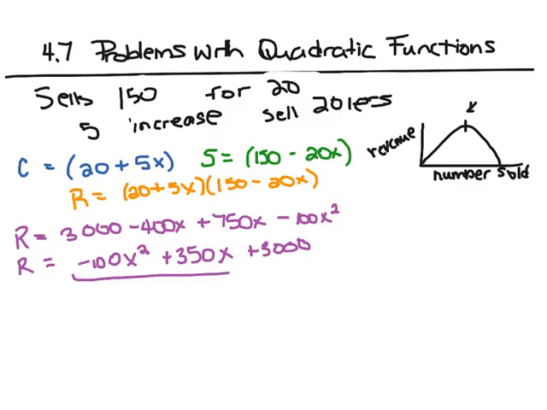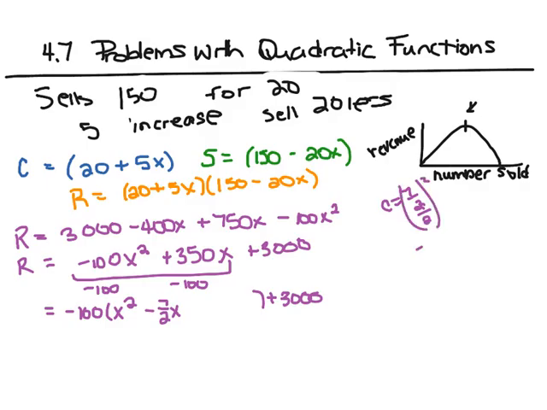So we're going to complete the square to find our vertex, put it in standard form. So divide these both by negative 100. So it's going to equal negative 100 x squared. You simplify this fraction, it should be 7 over 2x. Leave a space, plus 3,000. Find your c value. So 7 over 2 is the same as 7 over 4, which is 49 over 16. So we're going to add 49 over 16 and subtract 49 over 16.